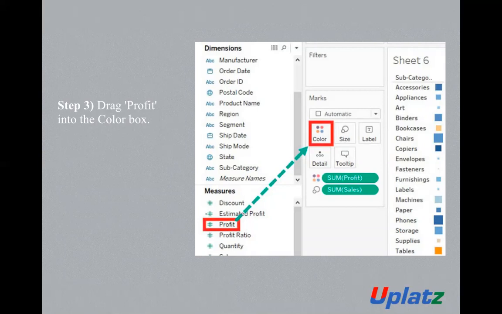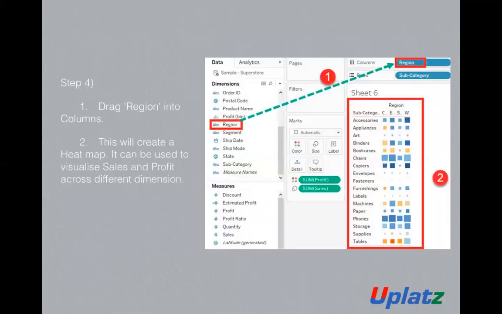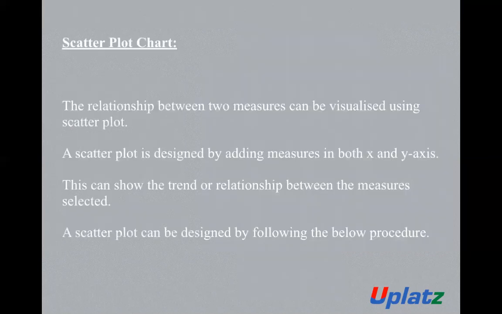So here I want to look at sum of profit and sales based on subcategory. So this is how subcategory-wise or region-wise, my profit and sales can be seen. And then when I want to look at the data, I just need to make some changes in the label part. So this will create your heat map, and it can be used to visualize sales and profit across different dimensions.